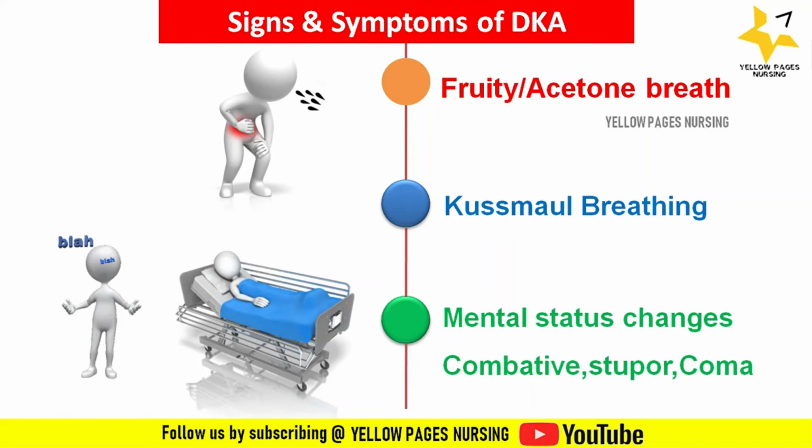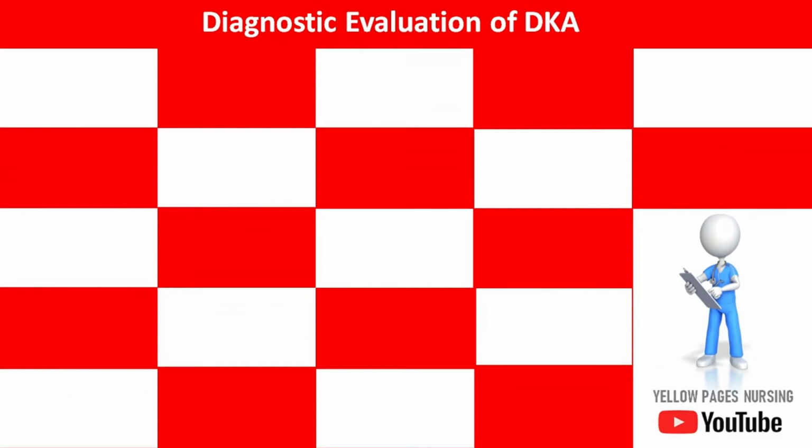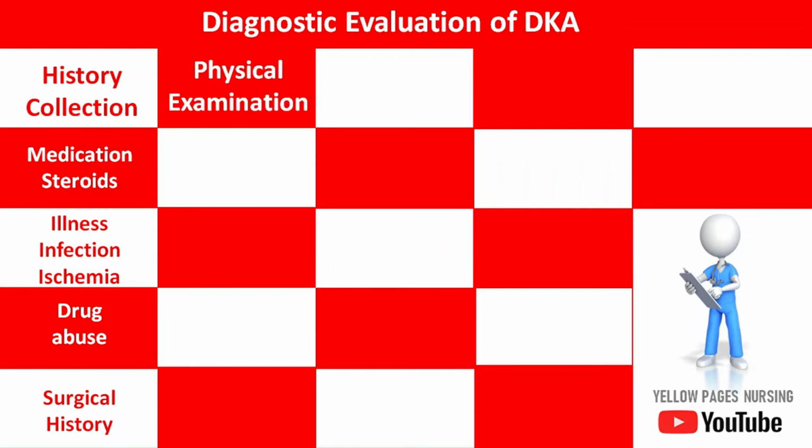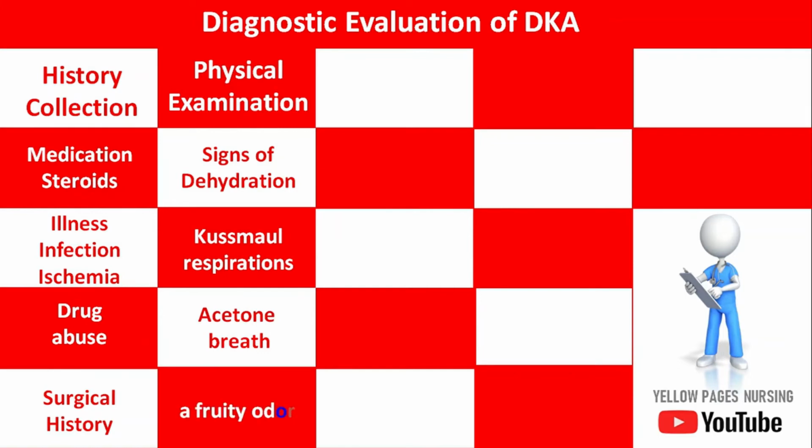Next, let's discuss the diagnostic evaluation of diabetic ketoacidosis. First is history collection. Here we collect information like whether the patient is taking steroids or antipsychotic drugs, any presence of illness, infection or ischemia, drug abuse, and any surgical history. Next comes physical examination, where we see signs of dehydration like dry mucous membrane, poor skin turgor, Kussmaul respiration, and acetone or fruity odor breath.